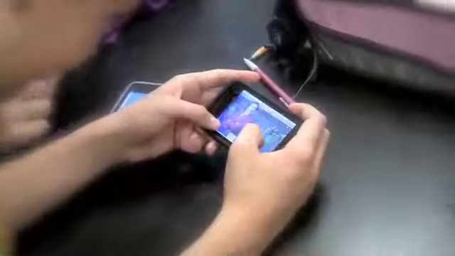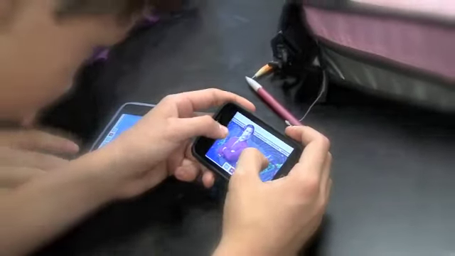Working with a partner, students used their iPods to select a weather map, create a celebrity meteorologist, and deliver a weather broadcast.